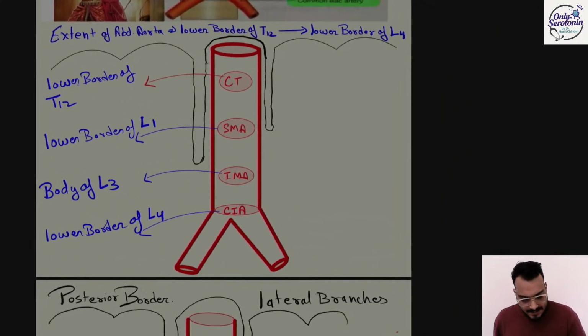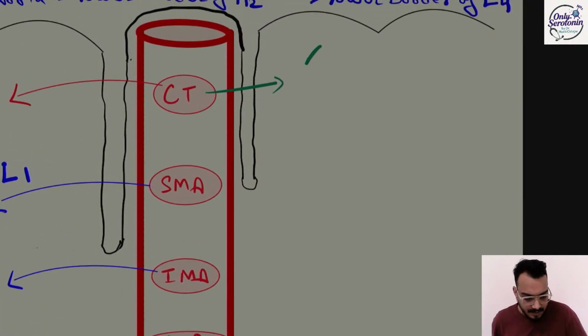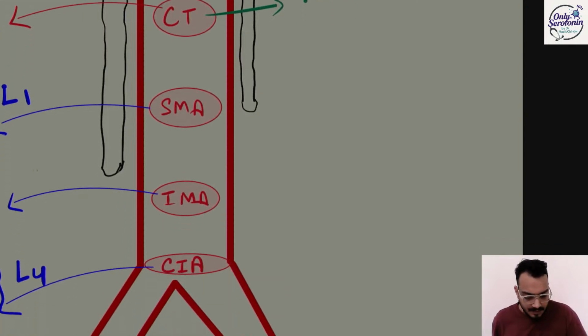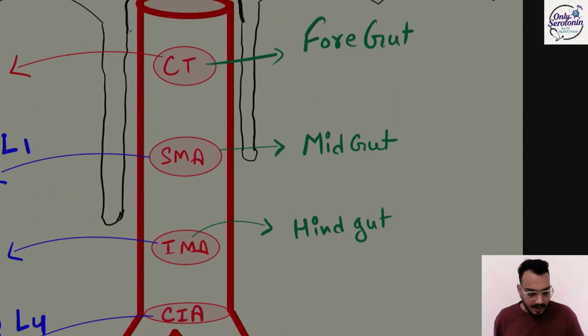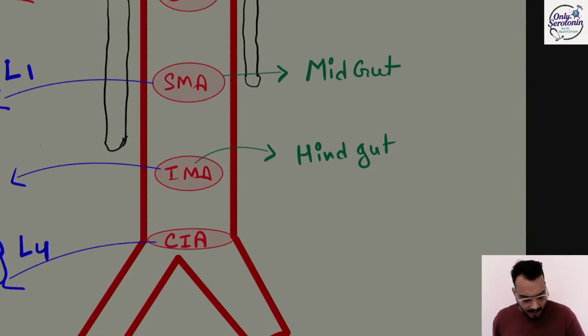Done, guys. The celiac trunk is going to supply my foregut. The superior mesenteric artery is going to supply the midgut. The inferior mesenteric artery is going to supply my hindgut. Foregut, midgut, and hindgut. What about the common iliac artery? It is going to supply my lower limbs.